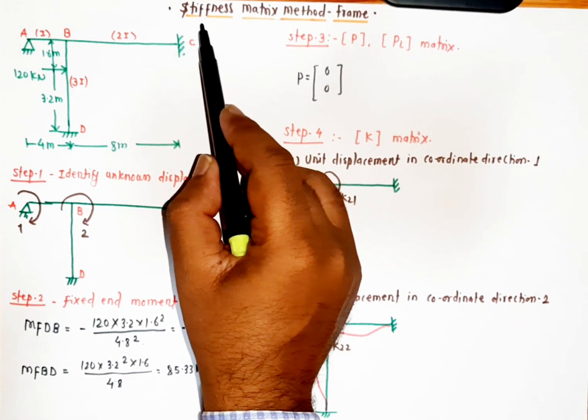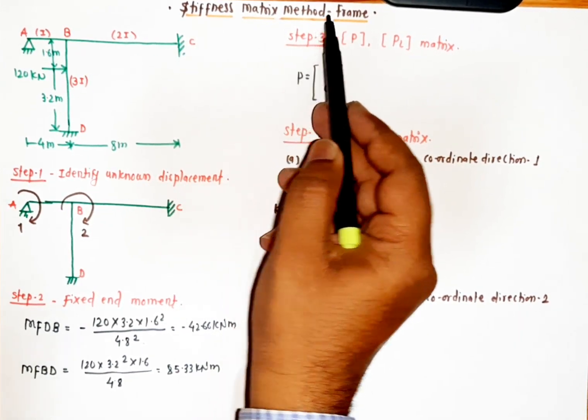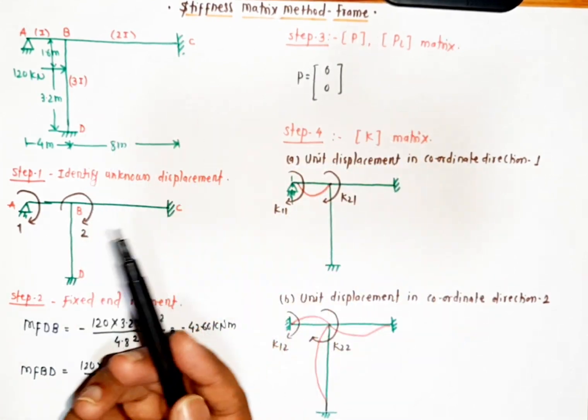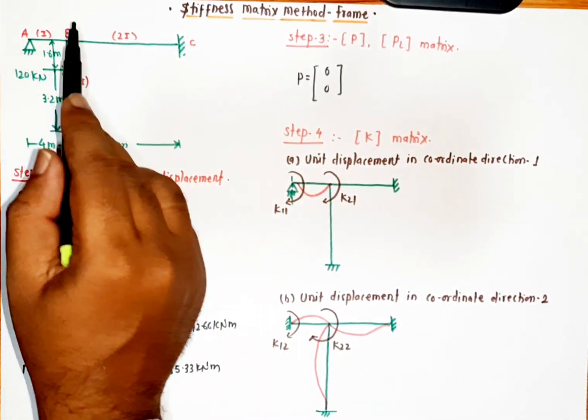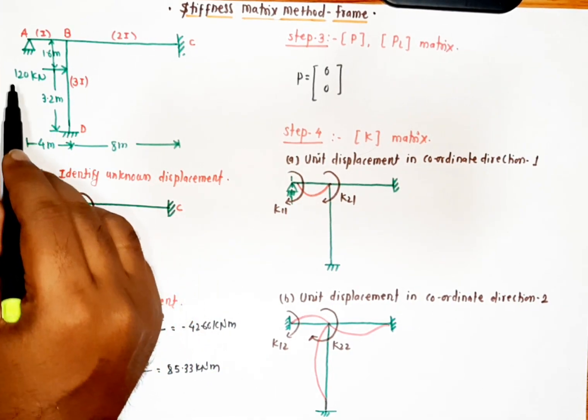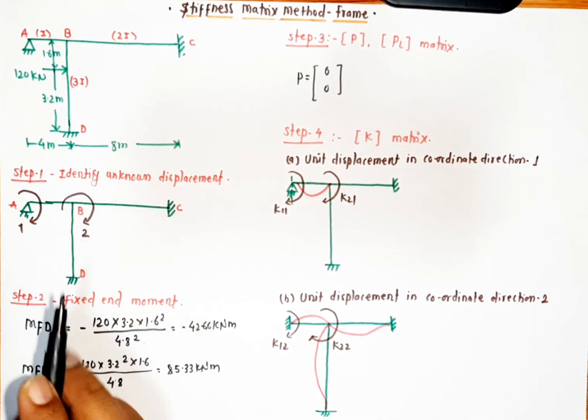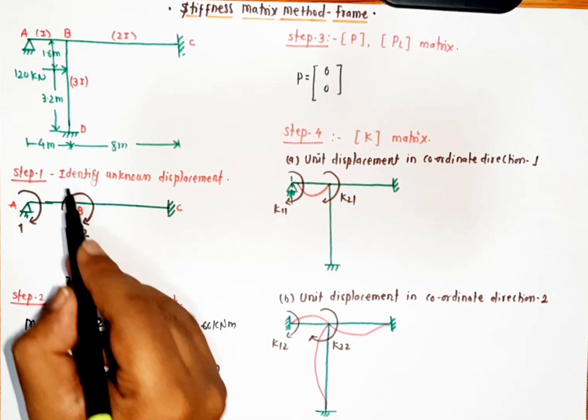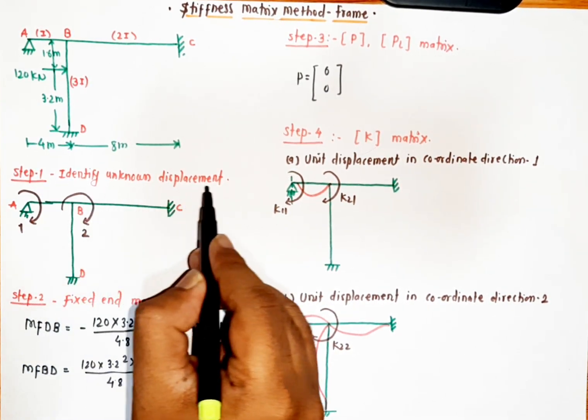In this video, we'll discuss the stiffness matrix method and solve a problem related to a frame. This is a non-sway frame ABCD having a point load of 120 kN on BD from B. As per our steps, let us first identify the unknown displacements.